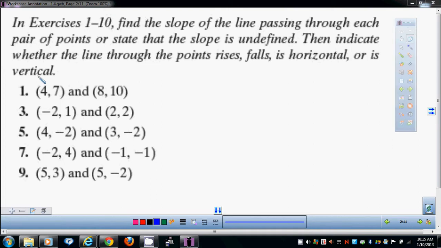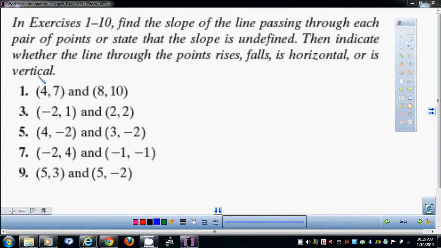Well, actually, I'm glad you brought that up. What happens if you get something over 0? Undefined. Yeah, it would be a vertical line, but as far as the slope, you would just say that it is undefined. Are there any questions about this slide, just finding slope?